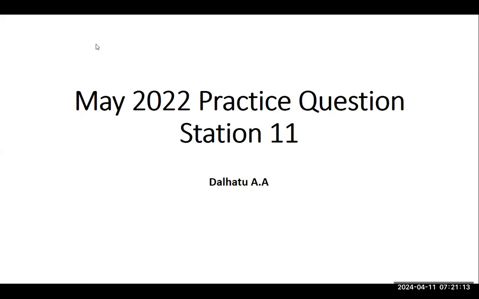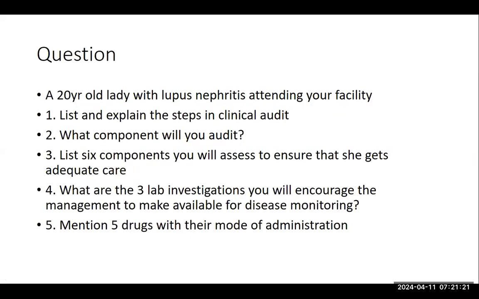I'm presenting practice question 11. The question says, a 20-year-old lady with lupus nephritis attending your facility. Question 1, list and explain the steps in clinical audits. What component will you audit? List 6 components you assess to ensure that she gets adequate care. What are the 3 lab investigations you will encourage the management to make available for disease monitoring? Mention 5 drugs with their mode of administration.